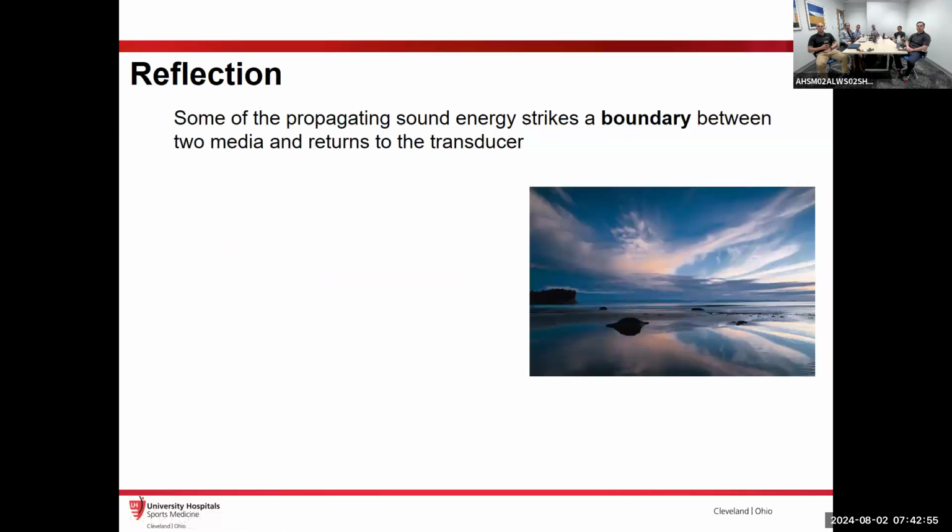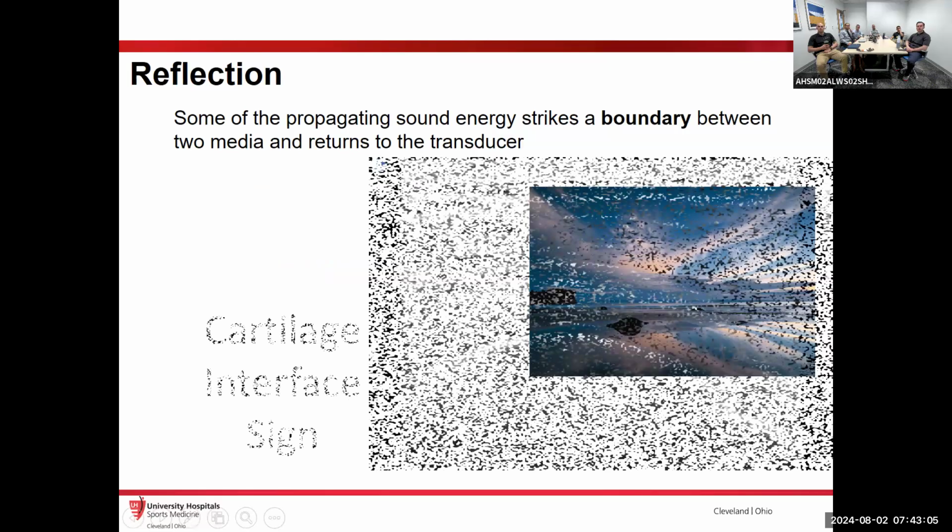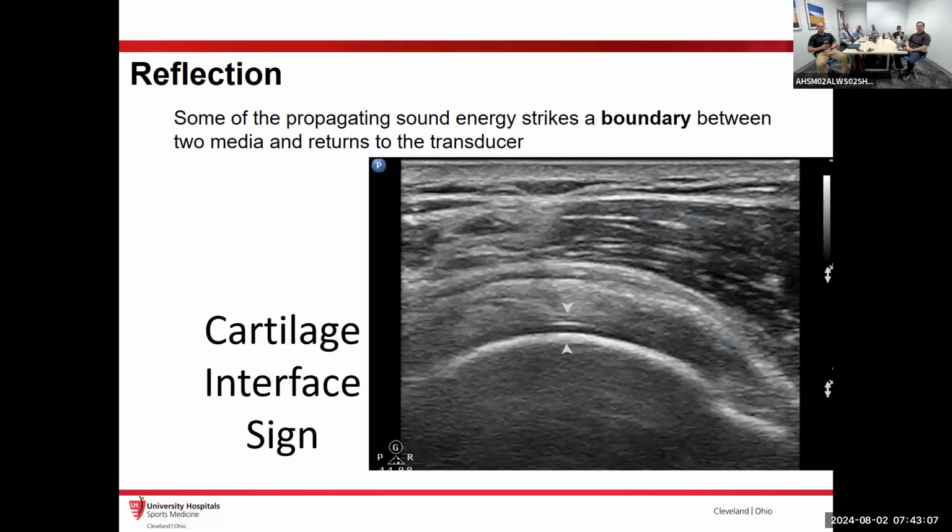Reflection, some of the propagating sound waves strike a boundary between two media and return to the transducer. So that's why it looks like the clouds are in the water, right? It gets reflected back. It's a mirror effect. And so this is where you get the cartilage sign. So you're only going to see the cartilage sign or the cartilage interface sign where you are exactly parallel. This is still cartilage going down, but now those sound waves are bouncing out this way and you don't have straight reflection. So that's where you get a cartilage interface sign.